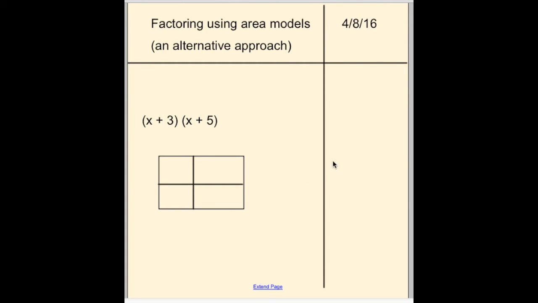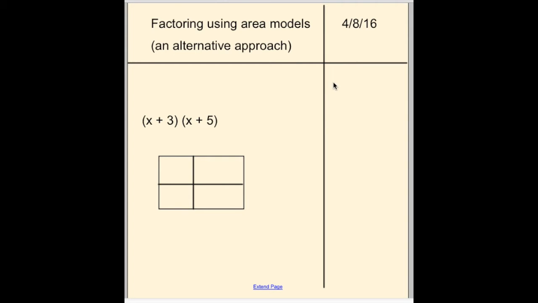Okay, so this video is going to show a different way to think about factoring using what's called an area model. This way helps us get a visual representation of what we're doing when we're multiplying, and then we use that visual representation to think about what we're doing when we're factoring.